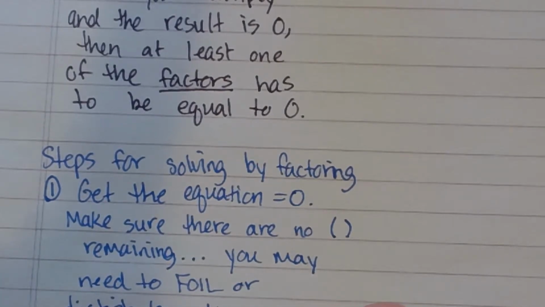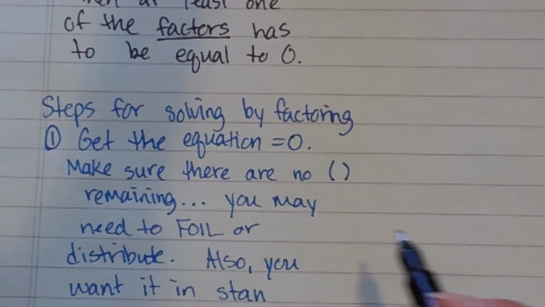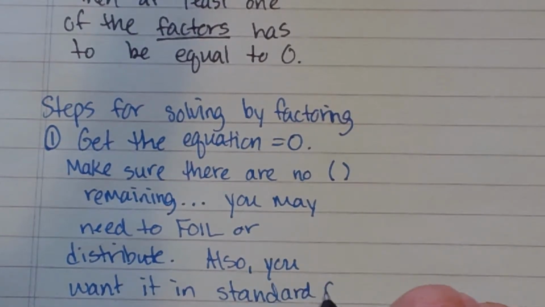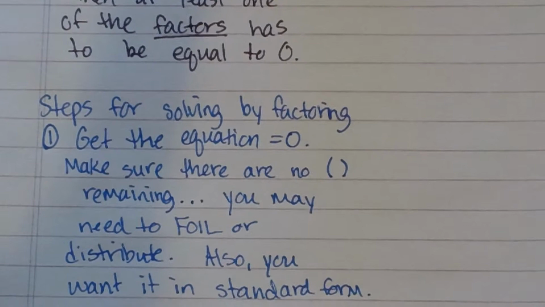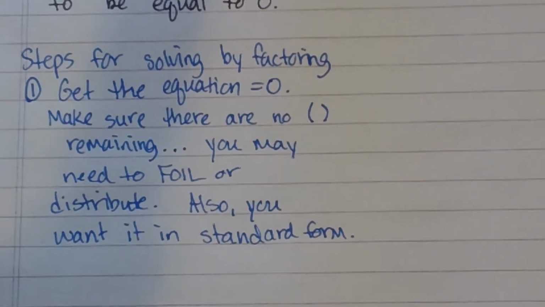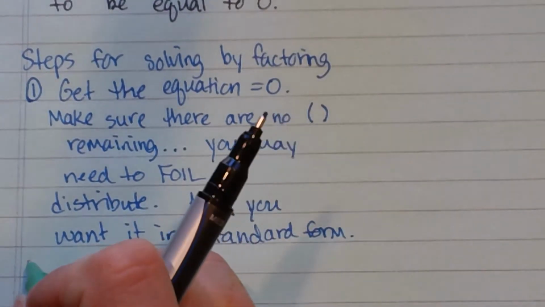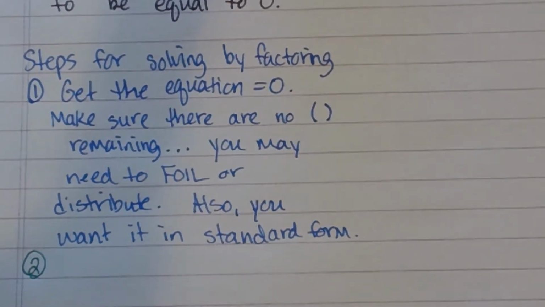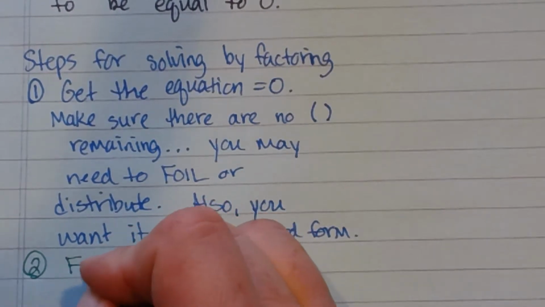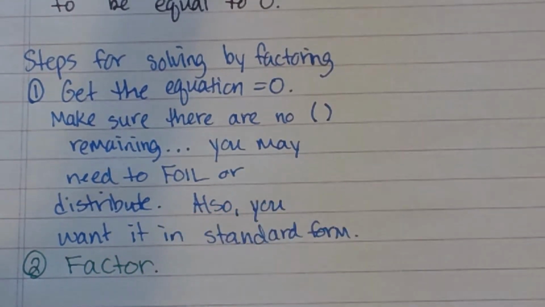Also, you want the terms in standard form. Standard form means that it starts from the highest exponent and works its way down to the constant term. After we have step 1 out of the way, the next step we're going to do is to factor. We've had lots and lots of practice with factoring, so hopefully that will not be too challenging.